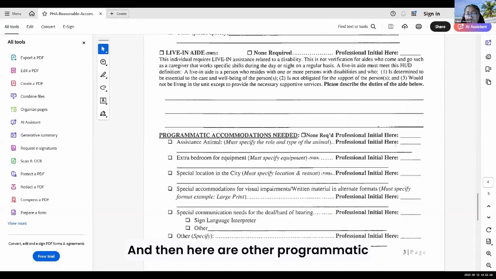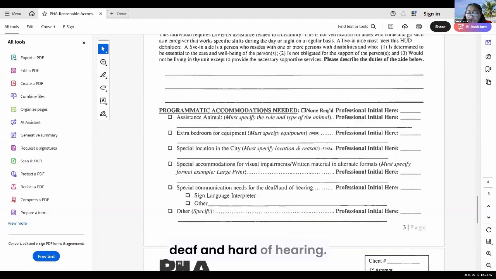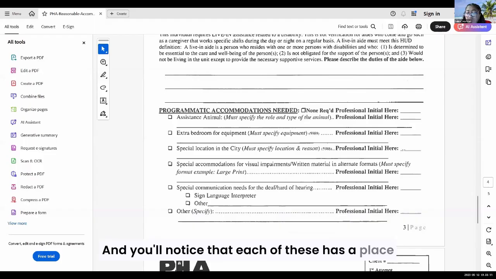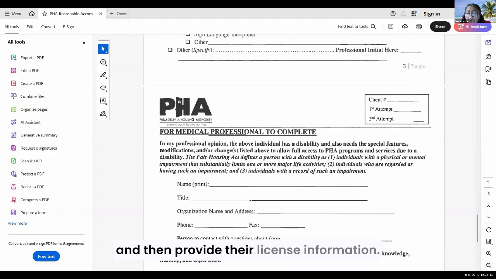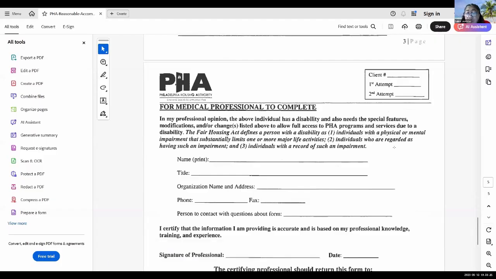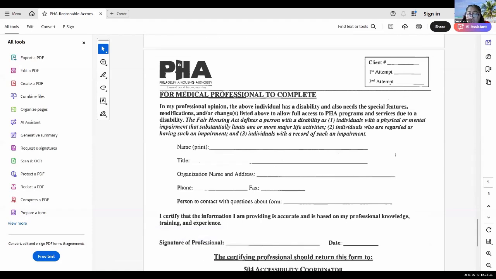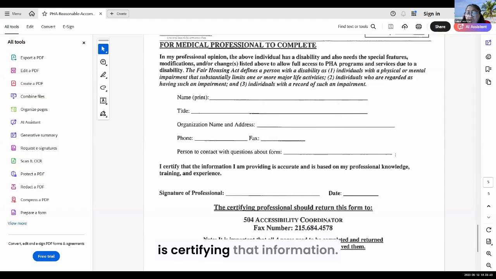And then here are other programmatic accommodations, an extra bedroom or extra space for equipment, whether or not there's an assistance animal, what the role and the type of that animal is, and special accommodations for visual impairments, special accommodations for deaf and hard of hearing. And you'll notice that each of these has a place where the professional has to initial that and then provide their license information, and as it says here, the Fair Housing Act defines a person with a disability as an individual with a physical or mental impairment that substantially limits one or more life activities. And so that medical professional is certifying that information.